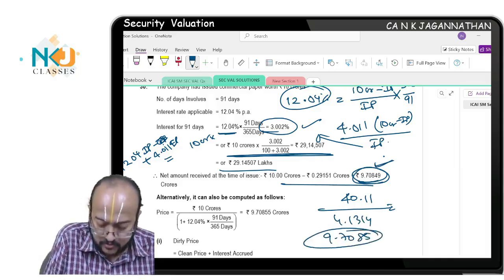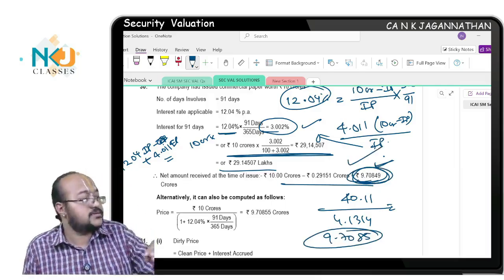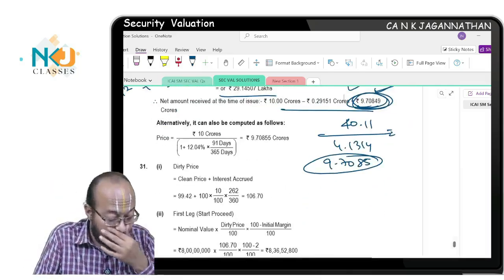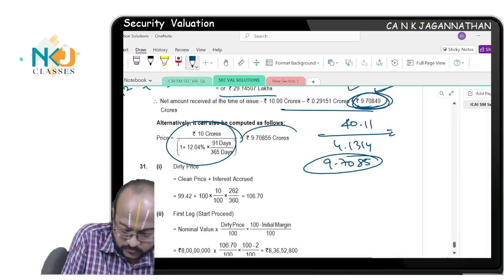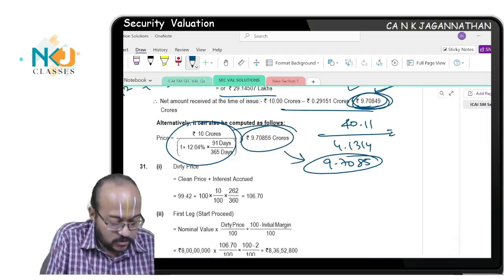9.7085. This is the number. Rounding off, 9.7085. Are you all getting the same value? Okay. Yes. Here I have shown. Here they have shown this working. Same working. Okay. No issue.